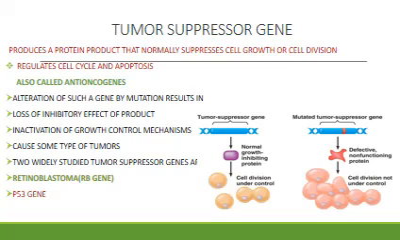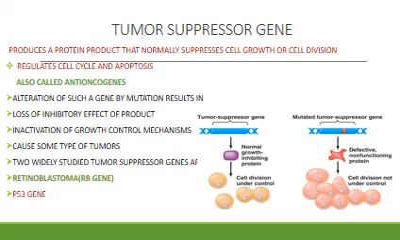Now, what happens if a tumor suppressor gene is altered by mutation? This results in the fact that it is not being able to produce that growth inhibiting protein. So, the loss of inhibitory effect of product. What is the product? The growth inhibiting protein is not formed. And this results in inactivation of growth control mechanisms. And so, it causes some type of tumors. Now, two very important tumor suppressor genes are the retinoblastoma gene or the RB gene and the P53 gene.